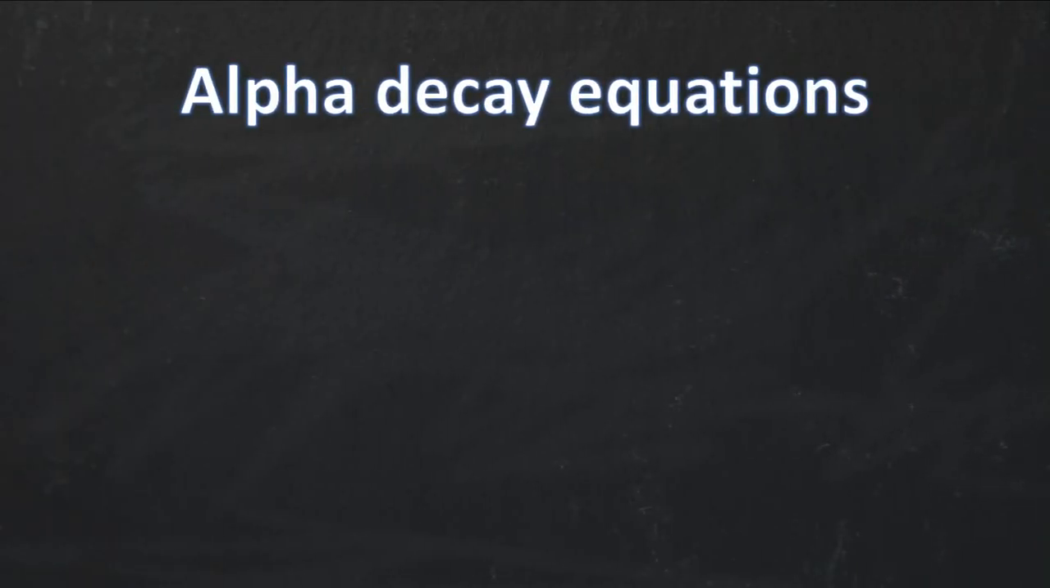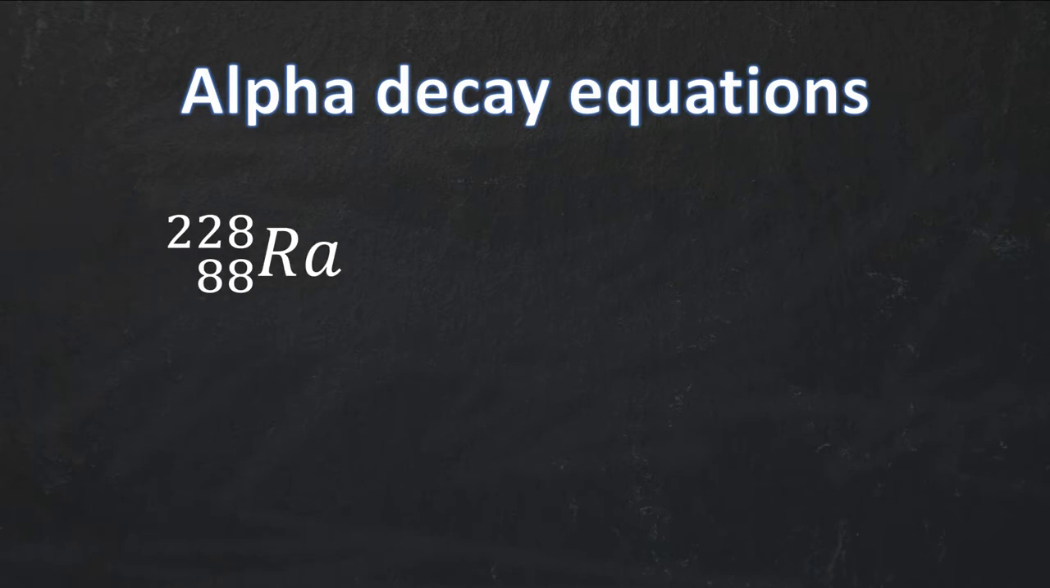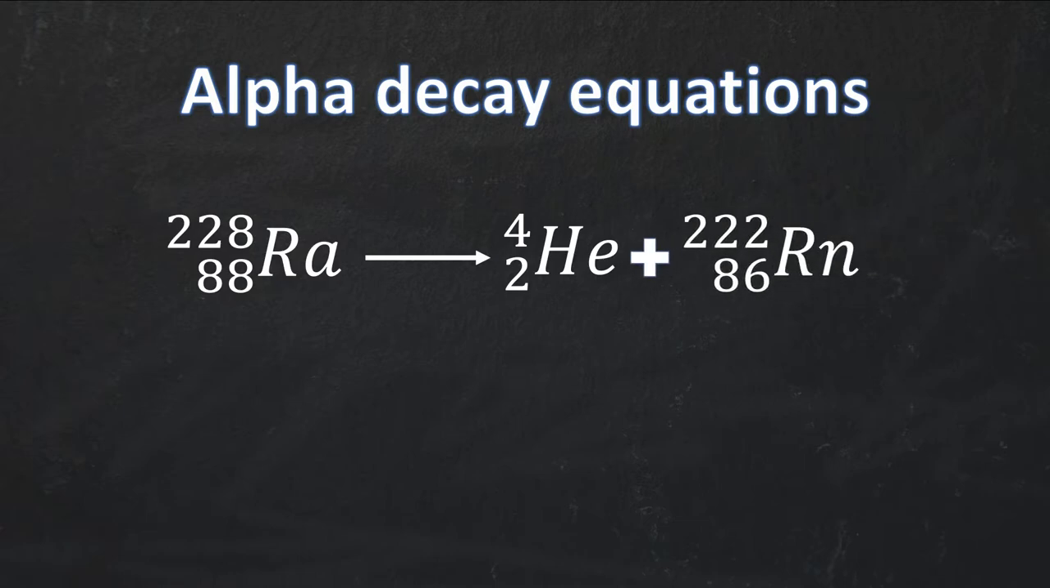Part of understanding radioactive decay is understanding decay equations, so we need to look at those as well. We'll start with alpha decay. Here we have the isotope of radium. It's going to give off alpha particles. So we can write the equation like this. As the decay happens, the products afterwards are helium, and that's the alpha particle, plus a new element, which is radon. But why has the element changed?